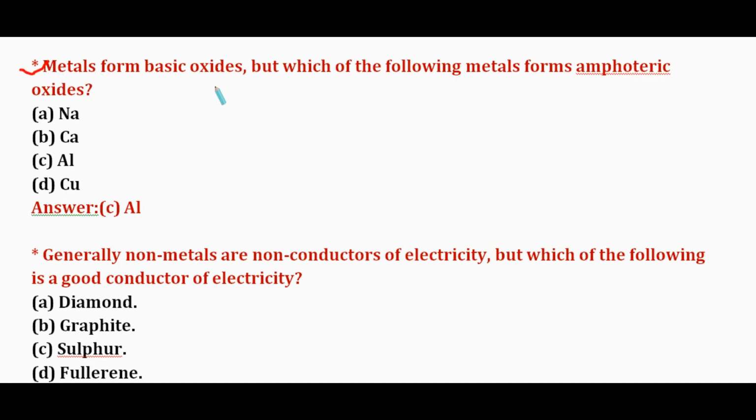Question: metals form basic oxides, but which of the following metals form amphoteric oxides? Sodium, calcium, aluminium, copper. The correct answer is aluminium because its oxide is basic as well as acidic in nature.